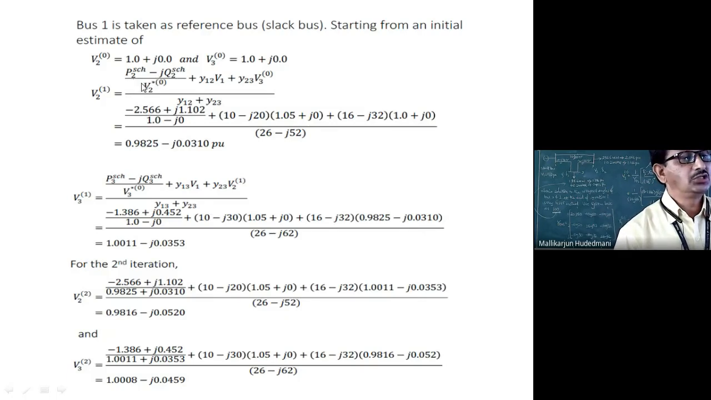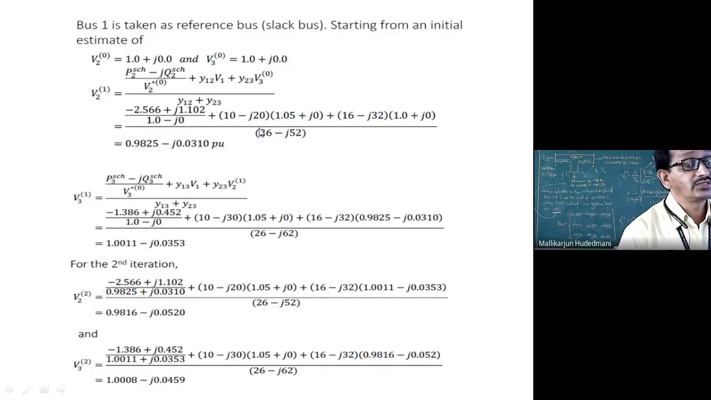PG minus PD means 0 minus 2.56. Is it minus 2.56 here? It is there. Minus j outside, and inside a small bracket 0 minus 1.102. That minus automatically becomes plus over here. It is P2 plus jQ2 divided by V2 superscript 0 conjugate. What is V2 superscript 0 originally? 1 plus j0. Conjugate refers to minus j0. So we could get the first term here: P2 minus jQ2 over V2 superscript 0 conjugate.